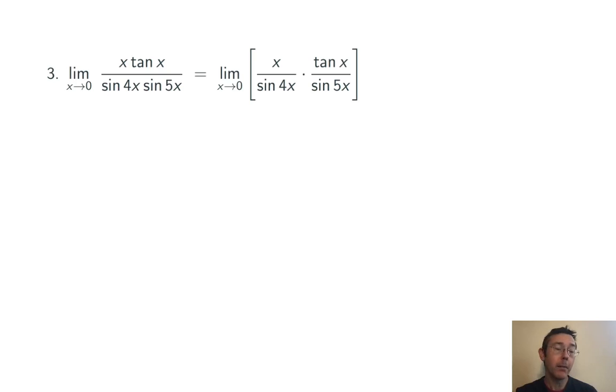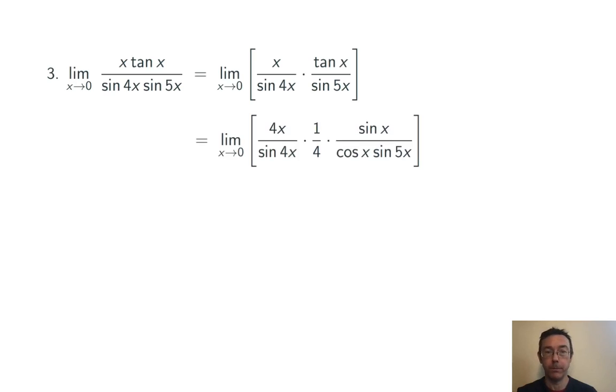First, let's break up this product into two pieces. x over the sine of 4x times the tangent x over sine 5x. My idea is that first factor, x over the sine of 4x, can be evaluated much as example 1 was. I'm going to rewrite it as 4x over sine 4x times 1/4. So multiplying the top by 4 so that I get the form that I need, and then dividing by 4 so that the equal sign is actually true. While I'm at it, I'm going to rewrite tangent of x as sine x over cosine of x.